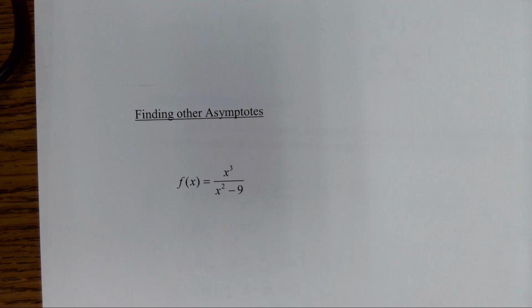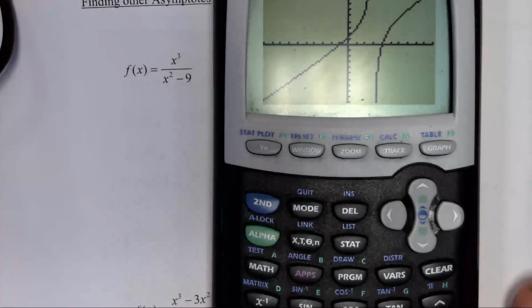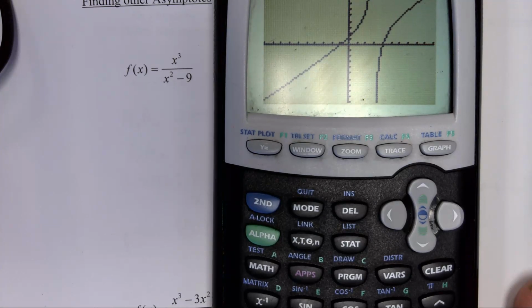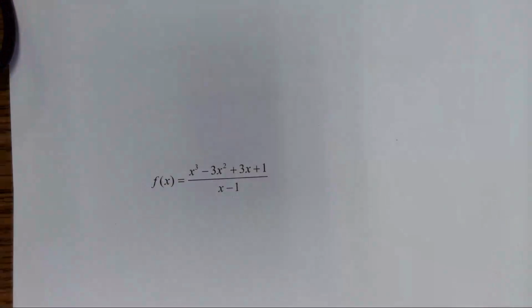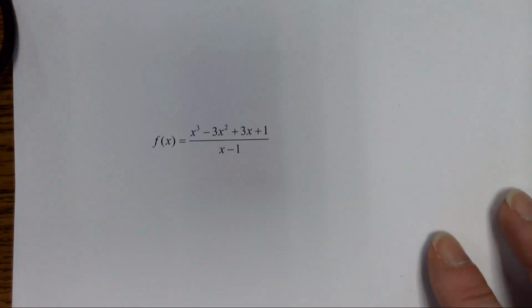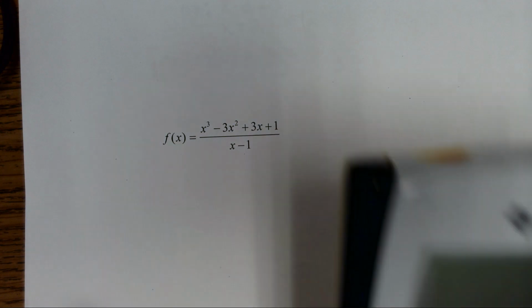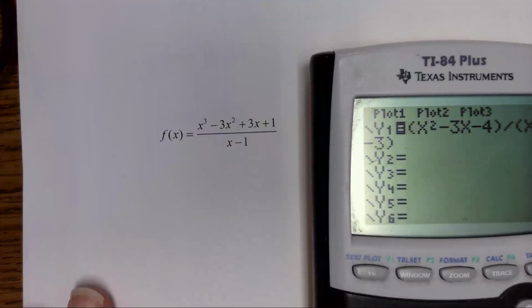Basically, what we're finding, the ones you're going to see the most often, are slant asymptotes. I'm also going to show you it's possible to have a parabola kind of asymptote, which might seem weird. But the slant ones are pretty easy because all you do to find them is use synthetic division. Take a look at the very last thing, which is x cubed minus 3x squared plus 3x plus 1 over x minus 1. I'm going to put it in my calculator.